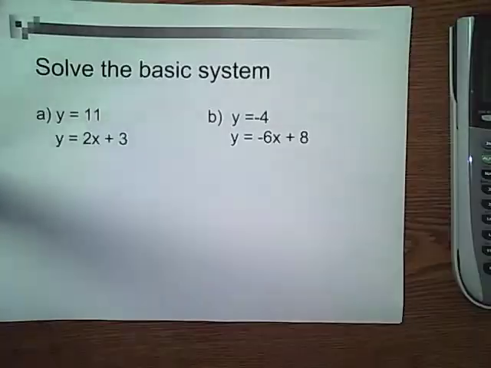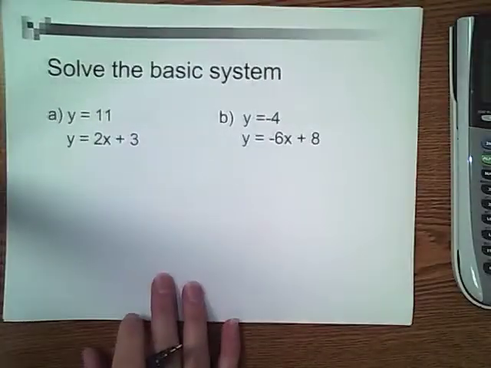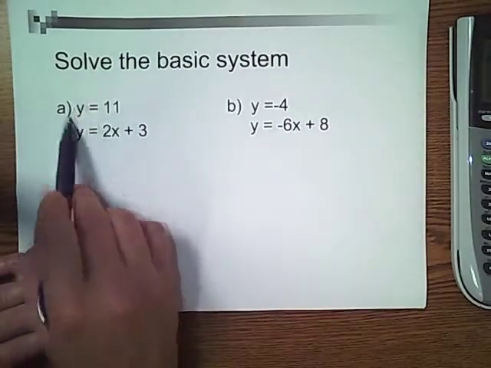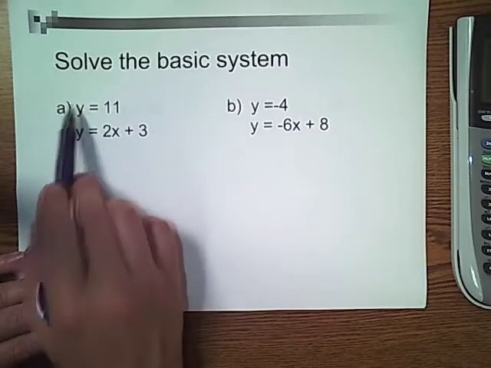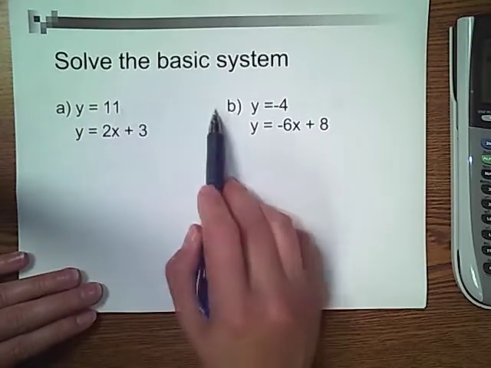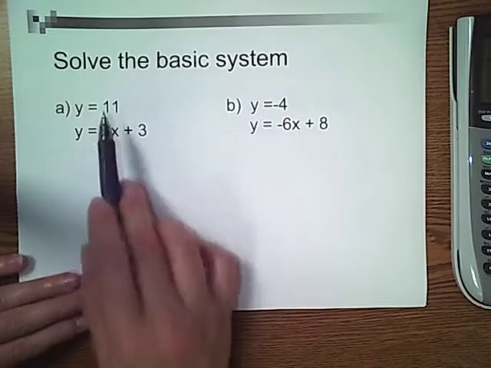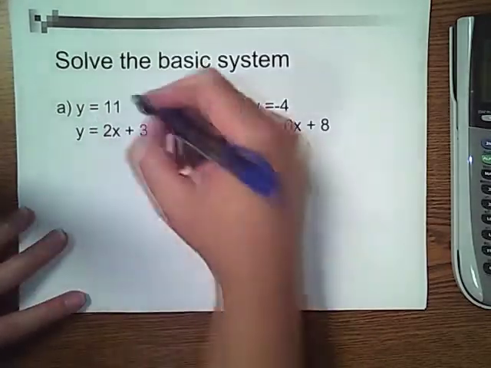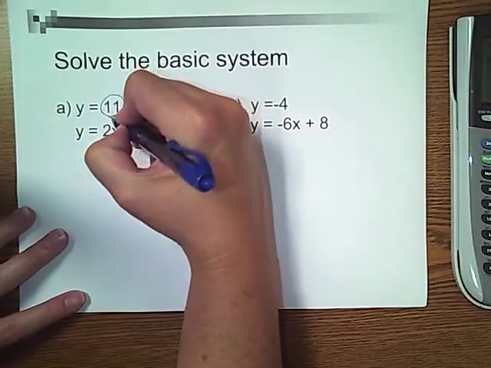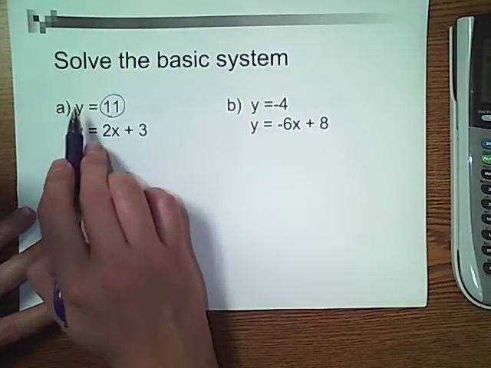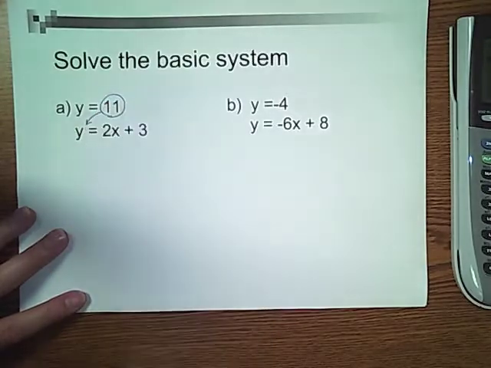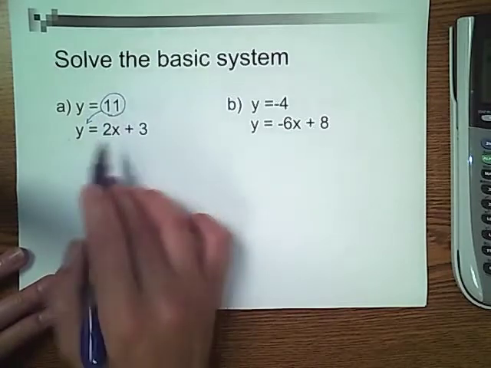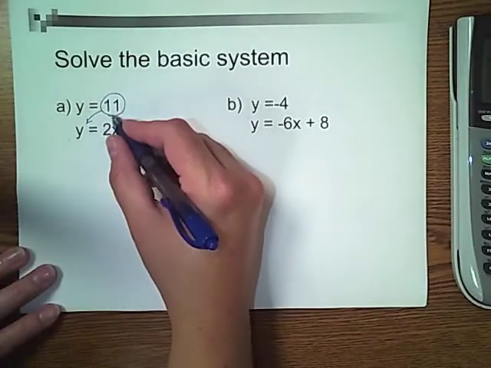All right, the last type of problems we're going to do today are what I like to call basic systems. In this situation, you're told the value for one of the variables already. So like if you see here, y equals 11. Over here, you have y equals -4. You know the value of one of the variables. Now what you're going to need to do is take that value and plug it in. It depends on what variable it is. This is y, so I'm going to plug it in for y in the other equation. Okay, so I'm going to take this number, plug it in here, and then I need to solve for whatever variable is left over.